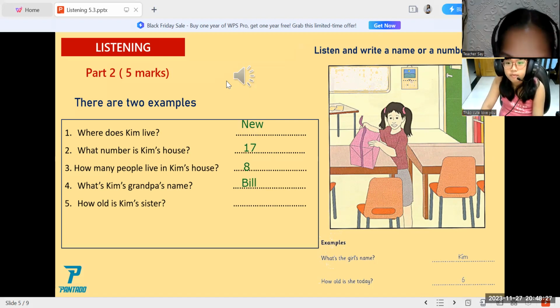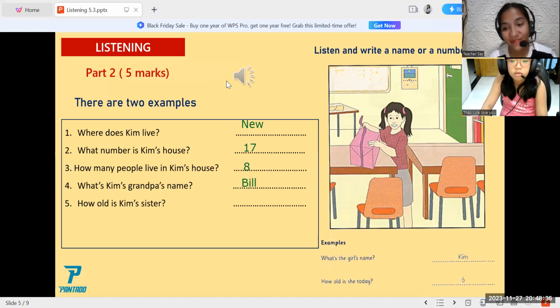Five. And do you have a sister? Yes, I have a big sister. She's 12. How old? 12? Yes, that's right.